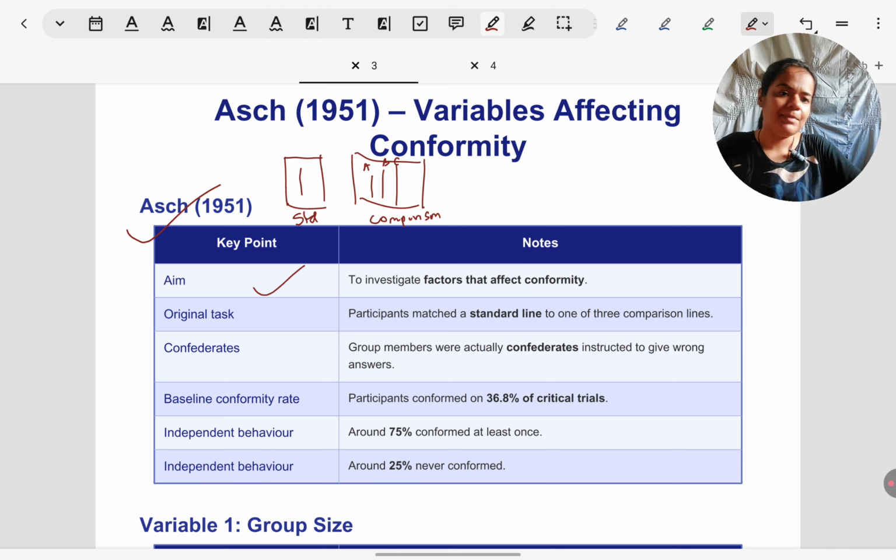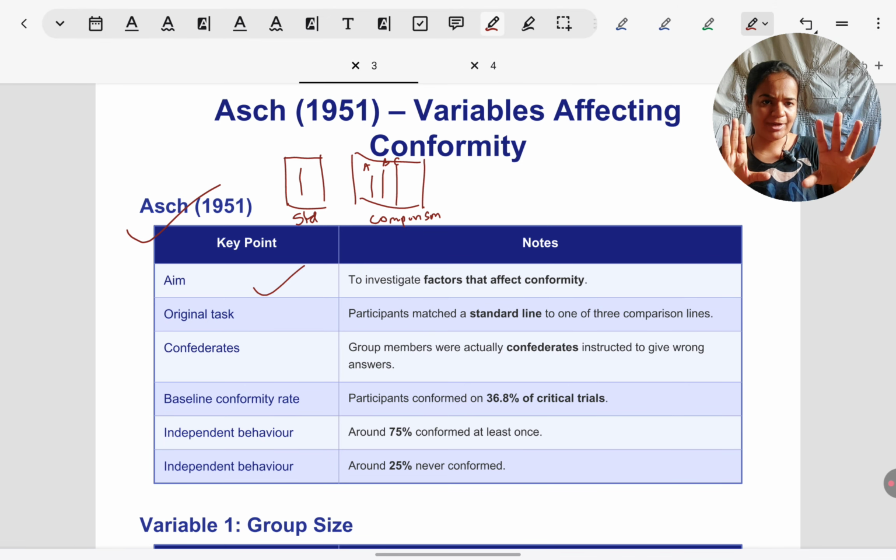As we saw, one participant is a naive participant, the others are assistants of Asch. These assistants were already trained to give the wrong answer. Deliberately, they had to give the wrong answer. Now the lines were such that the right answer was very obvious. Like the standard line is there.